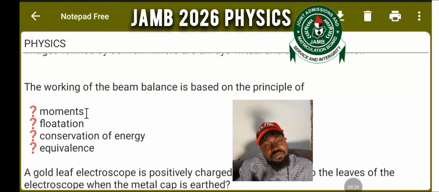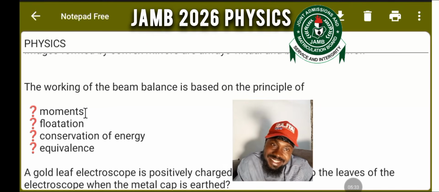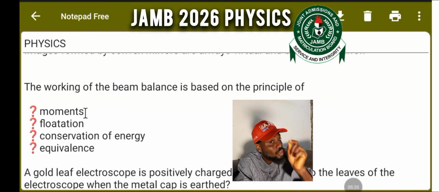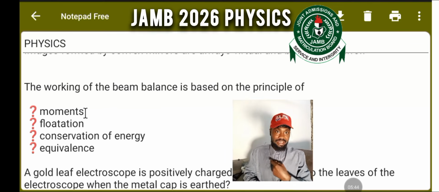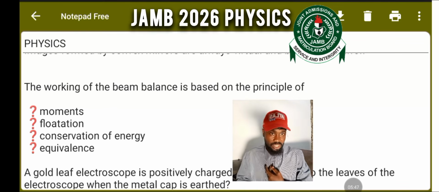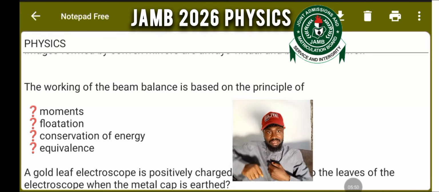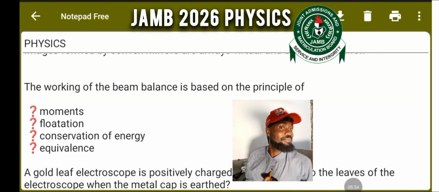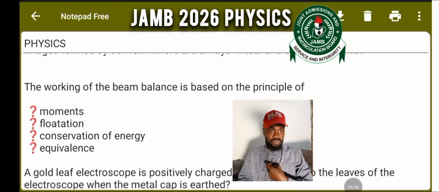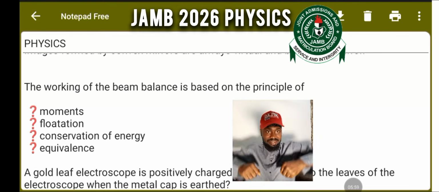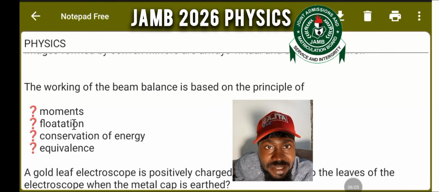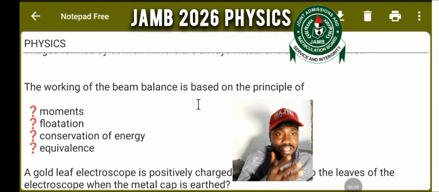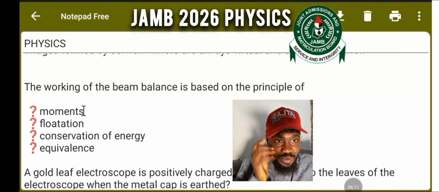The final option is moments. What is a moment? The turning effect. A moment can be defined as the turning effect of a force about a point. The middle of the beam, around here, is where you have the fulcrum of the beam, the imaginary point of the beam. Then here is where you have the turning effect. So the answer is moments, the first option. The working of the beam balance, which is used in measuring mass, works under the principle of moments.